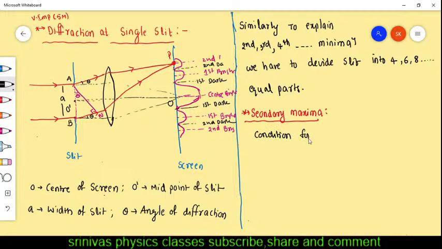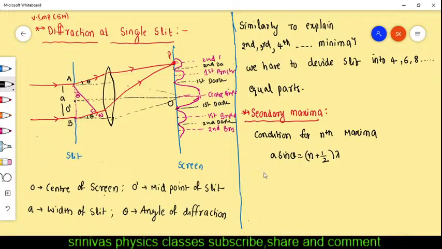Condition for nth maxima, nth secondary maxima. What is the condition? You have to remember. There is a path difference. This condition we are writing directly. Path difference is (n plus 1 by 2) into lambda. By using this condition, finally the maxima will form. You should remember this condition. This is the path difference condition.